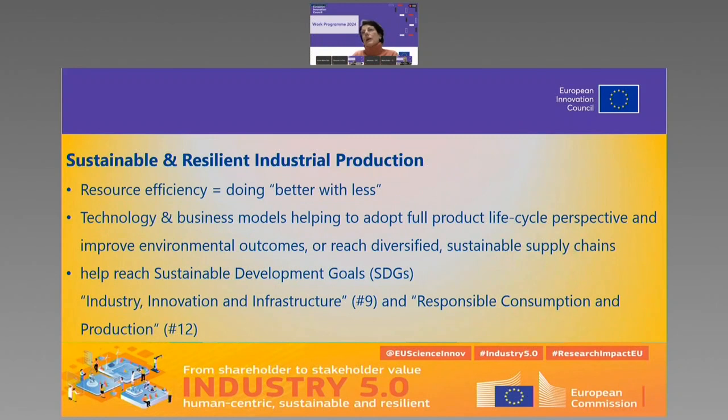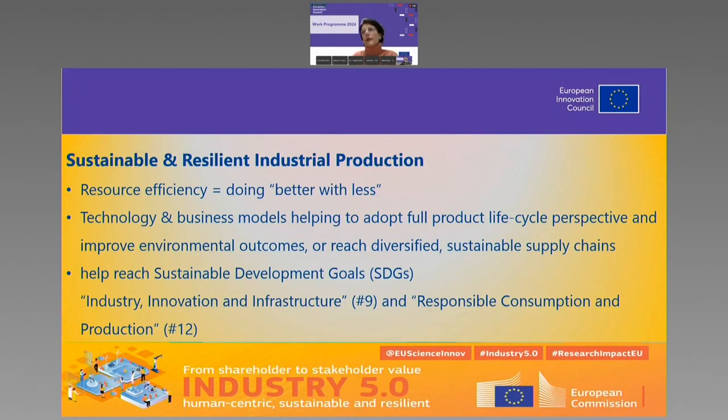The other two big clusters here are sustainability and resilience. Industry 5.0 is also about all this. I already mentioned resource efficiency, but it's also very important to mention the full product life cycle perspective in order to improve environmental outcomes or reach diversified and sustainable supply chains. We really want to help to reach several SDGs, Sustainable Development Goals, as mentioned on these slides.